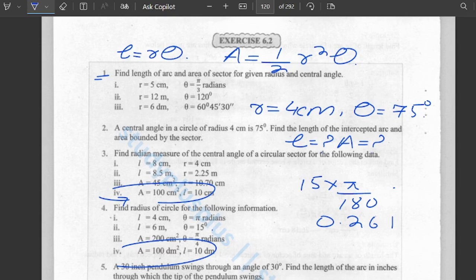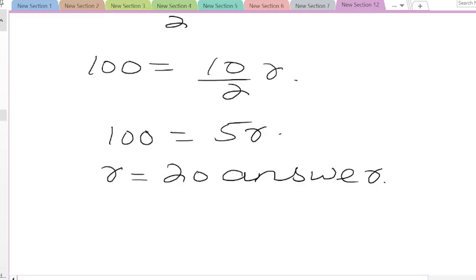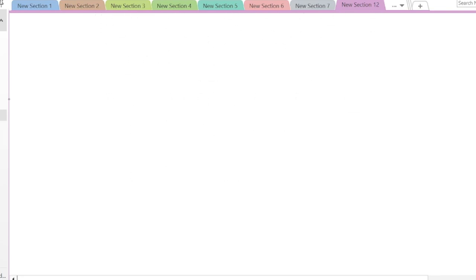Okay, now let's move on to the last question of the exercise, which is question number 5. Here, a 30-inch pendulum swings through an angle of 30 degree. The theta is 30. Now we need to find the length of arc in inches through which the tip of the pendulum swings. The 30-inch pendulum is our radius and this angle is our theta. So what can we do? We will just write the given data we have. So I'm gonna write here that the radius is equal to 30 inches, and then the theta is equal to 30 degree.